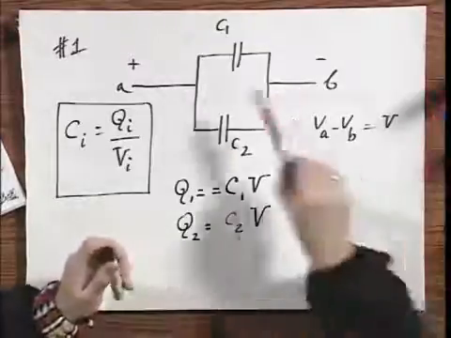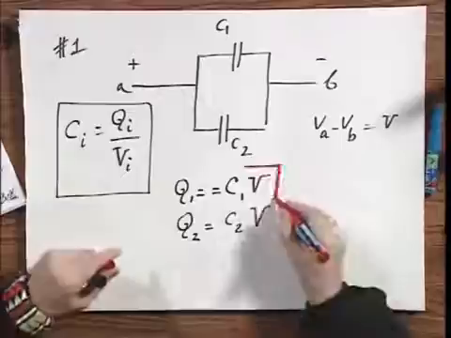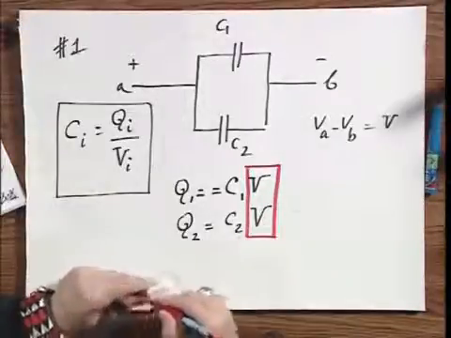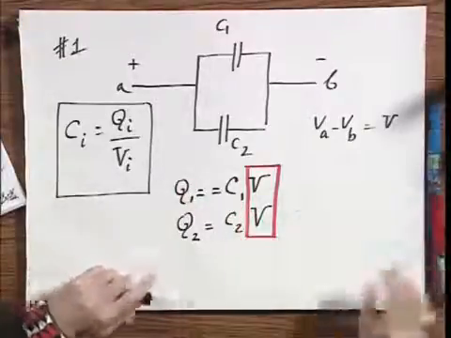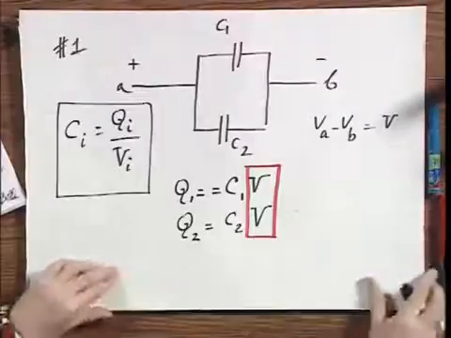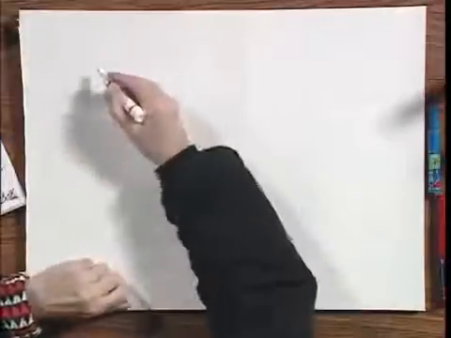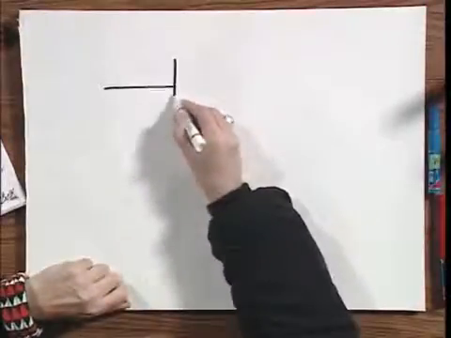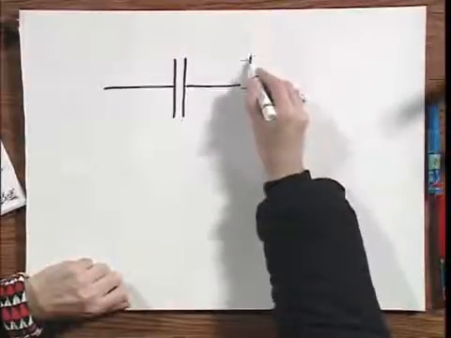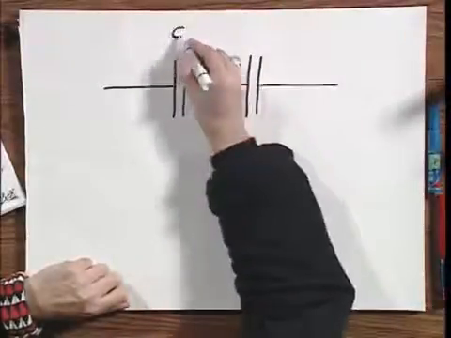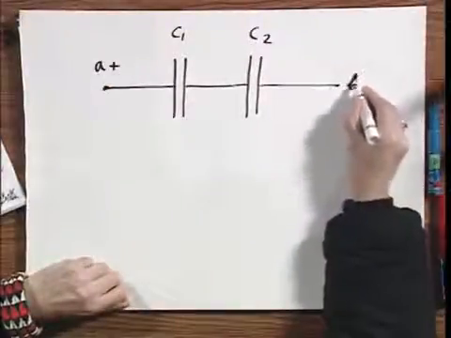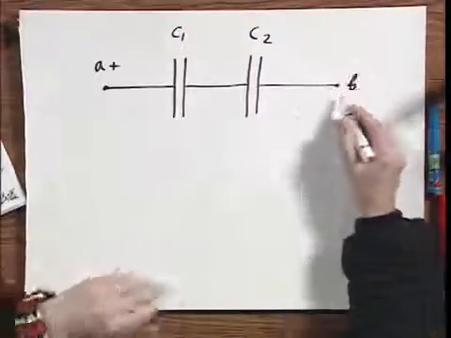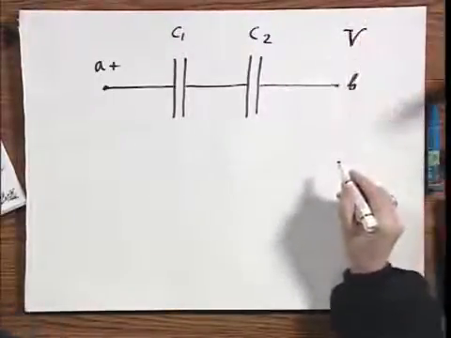In this particular case, where the two are parallel, they have the voltage in common, and the Q's are clearly different because the C's are different. That's called parallel. If now we go to series, here we have two capacitors in series, C1, C2, point A, positive potential, point B, let's call it 0, negative potential, and again, VA minus VB is V.